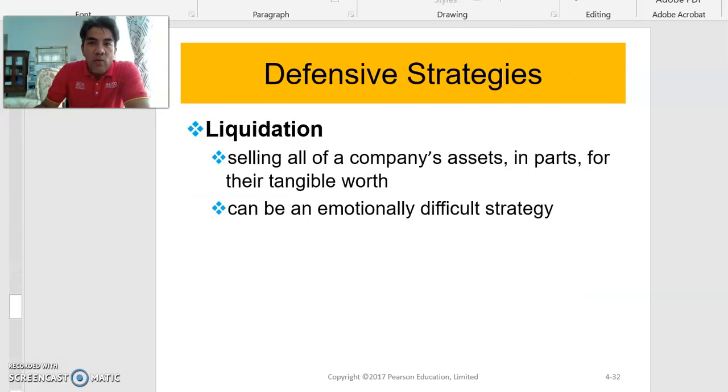And then the final one is liquidation. If all things did not work out according to plan, then we try to liquidate, selling all of the assets of the organization. So going for bankruptcy, for example.